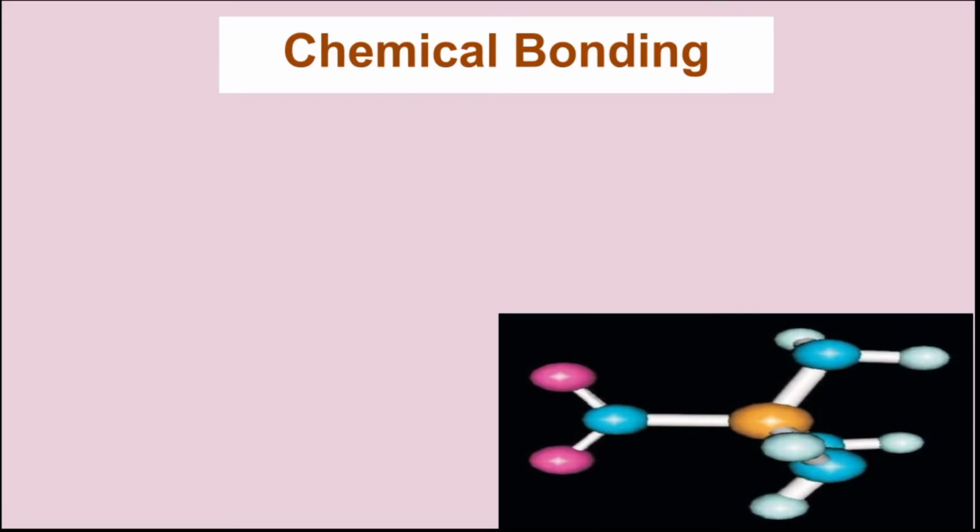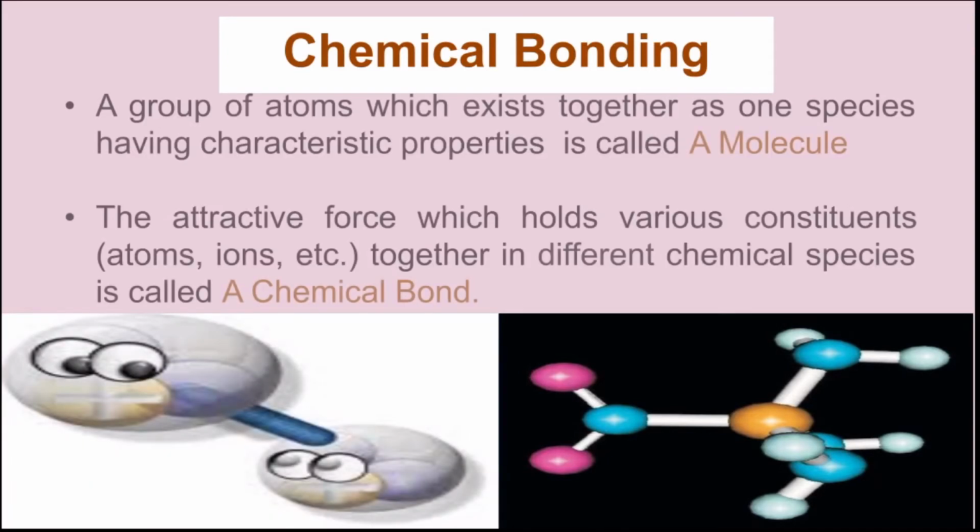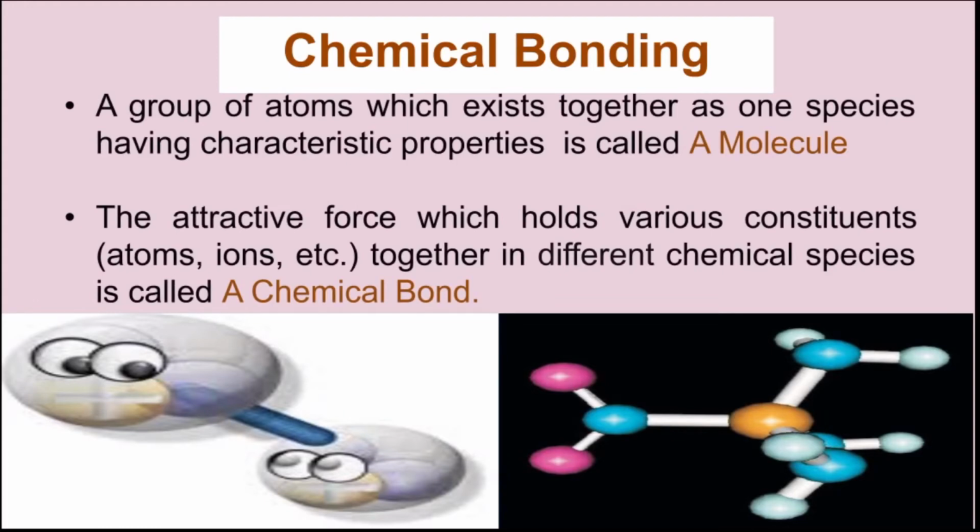Children, you have studied about what is a molecule. A molecule is a group of atoms existing together as one species having characteristic properties. And what about a chemical bond? The attractive forces which hold various constituents, that is atoms or even ions, together in different chemical species is called a chemical bond.